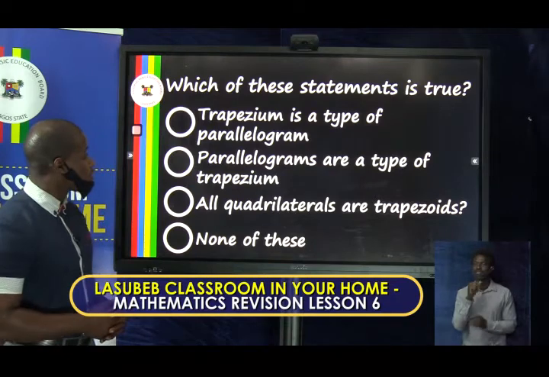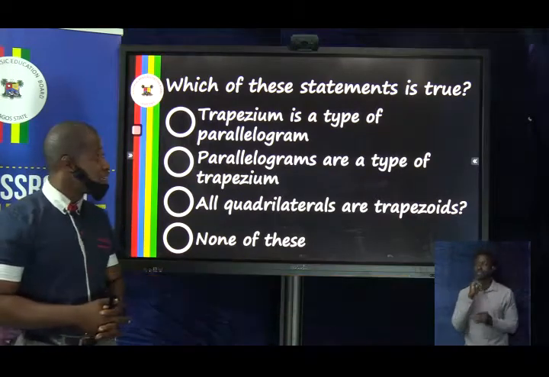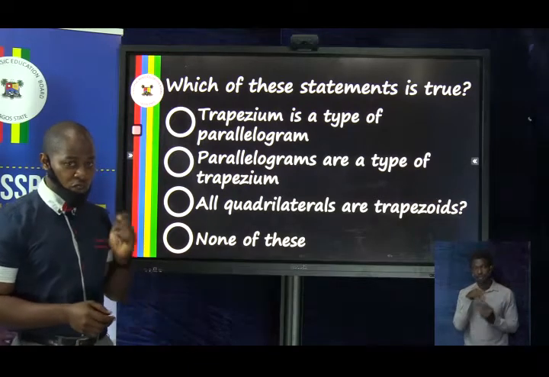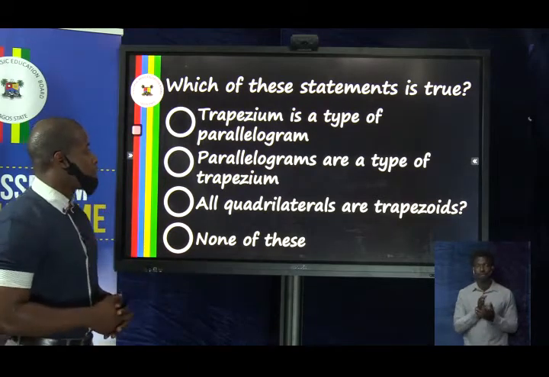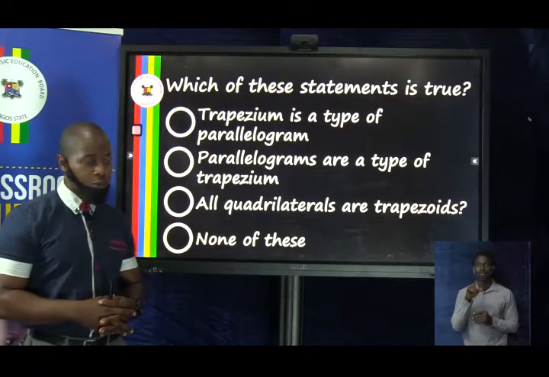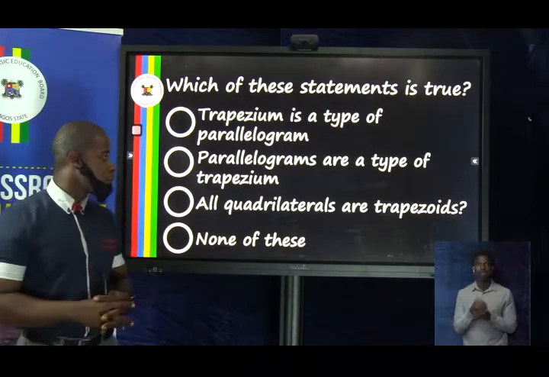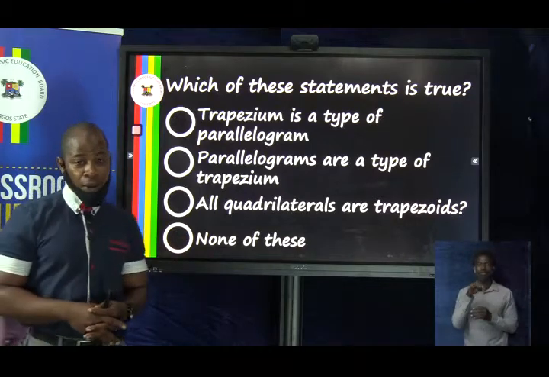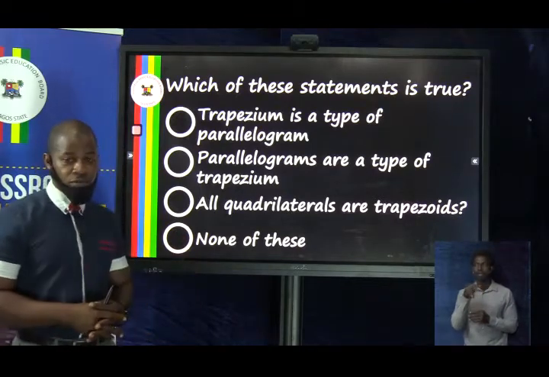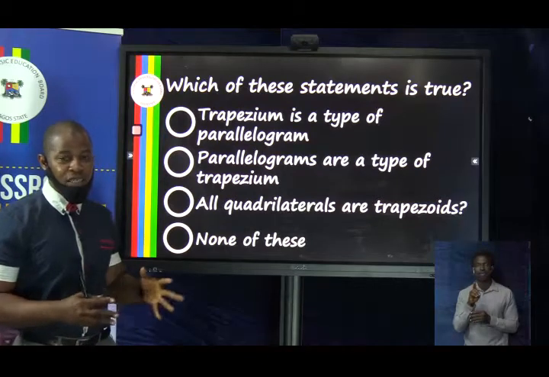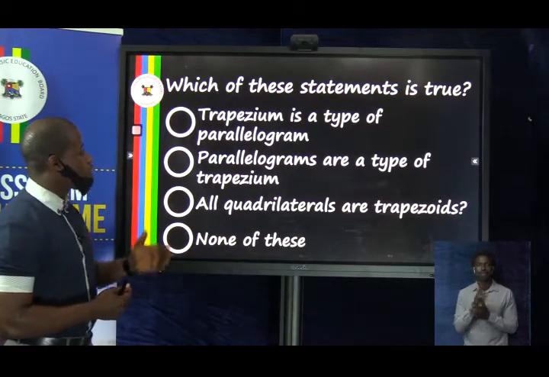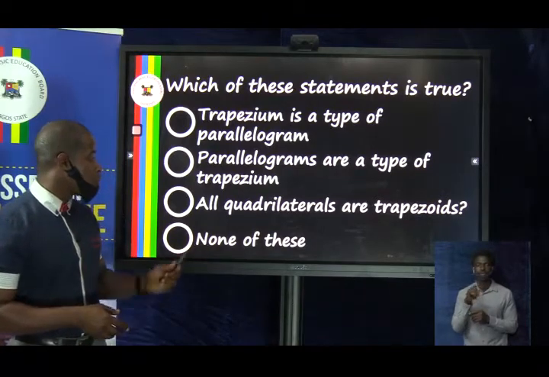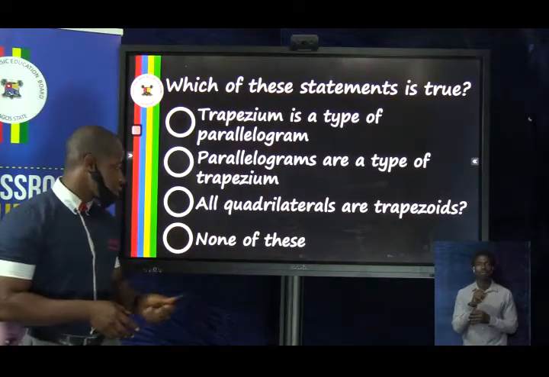The first question says, which of these statements is true? That is, all of them are false except one. You have to identify the false one. Trapezium is a type of parallelogram. Parallelograms are a type of trapezium. All quadrilaterals are trapezoids. None of these. Which one is correct?